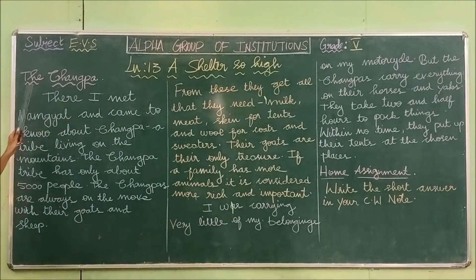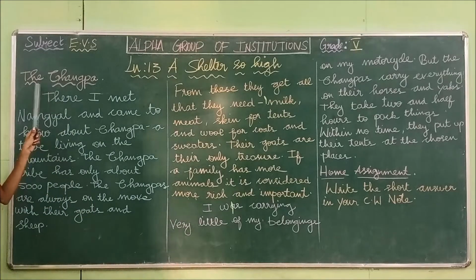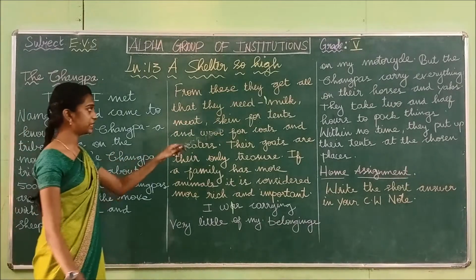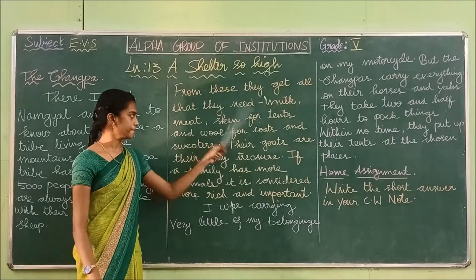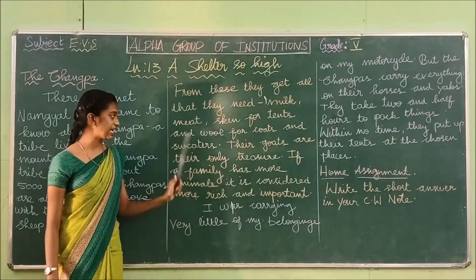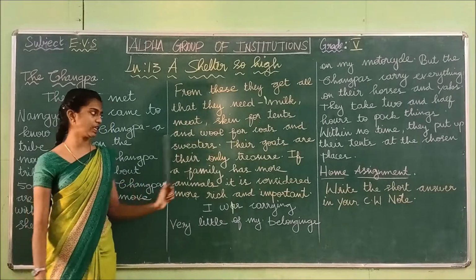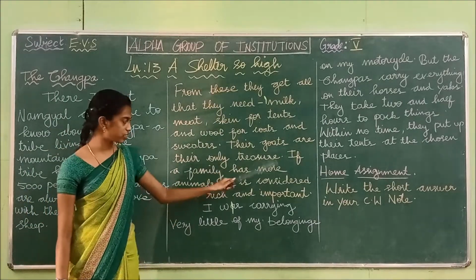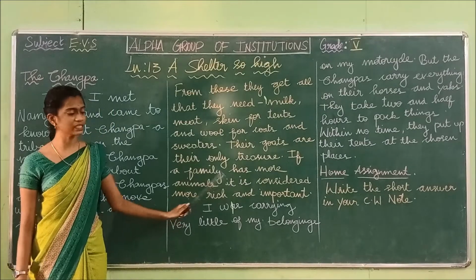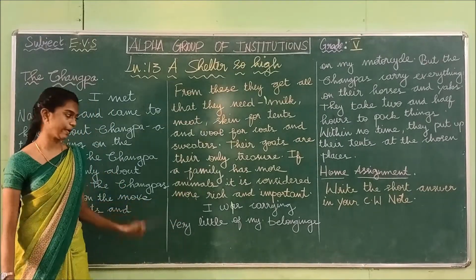So let's read it from first. So this topic is about the Champa. There I met Namyal and came to know about Champa, a tribe living on the mountains. The Champa tribe has only about 5,000 people. The Champas are always on the move with their goats and sheep. From these, they get all that they need: milk, meat, skin for tents, and wool for coats and sweaters. The goats are their only treasure. If a family has more animals, it is considered more rich and important.